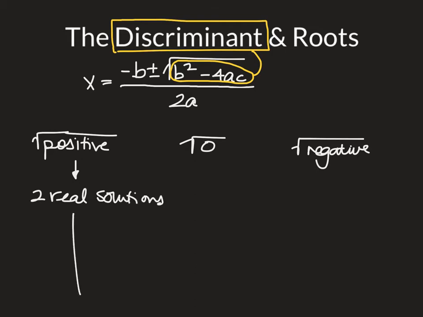And that means that your graph, just to bring this all back together, is going to cross the x-axis in two different points.